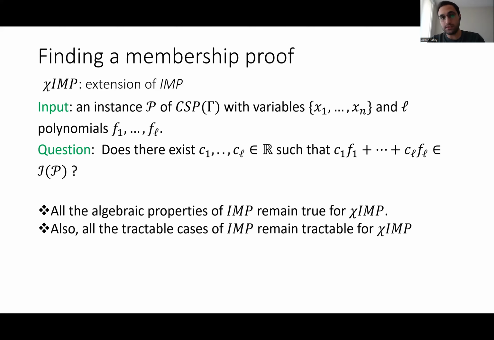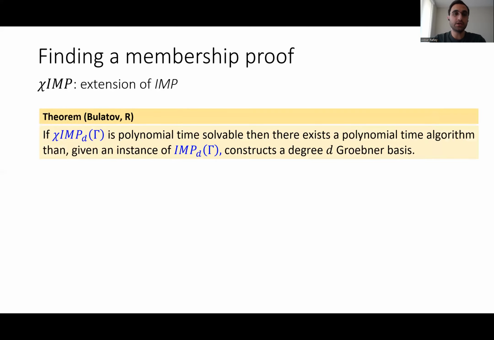But why do we care about XIMP at all? Well, the beauty is here. It says if XIMP is polynomial time solvable, then there exists a polynomial time algorithm that, given an instance of IMP, constructs a bounded degree Gröbner basis. So if XIMP is polytime, then we can find a bounded degree Gröbner basis. And remember, with respect to graded lexicographic order, that's important, if we have this Gröbner basis, then we can find a proof of membership.